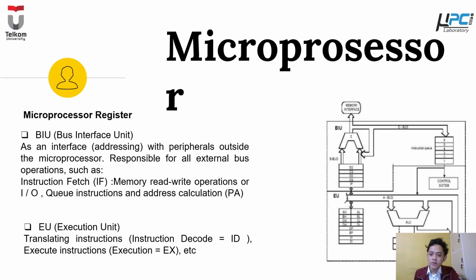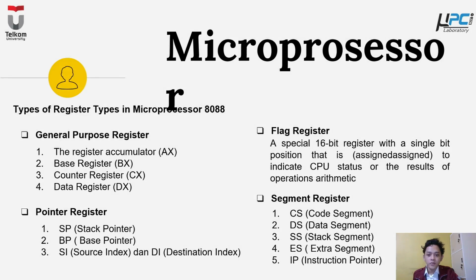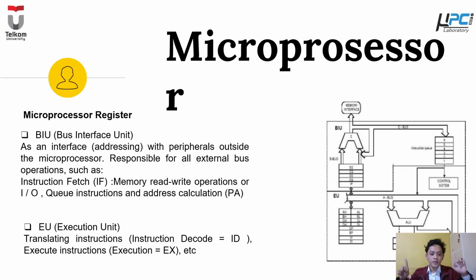Now it's about microprocessor register. The first one is BIU, bus interface unit. It acts as an interface or addressing with peripheral outside the microprocessor, responsible for all external bus operations such as instruction fetch or IF, memory read-write operation or input or output, QU instruction, and address calculation or PA. And now EU, execution unit. Execution unit is about translating instruction or instruction decode, execution instruction, and etc. So above me is the architecture of microprocessor.